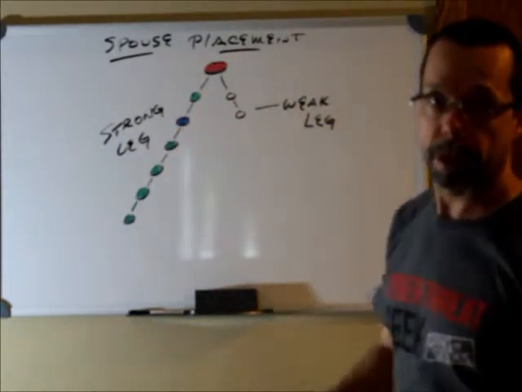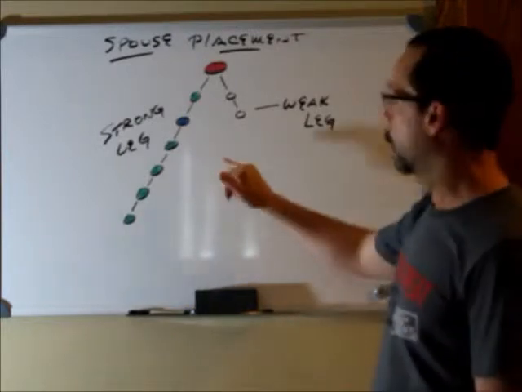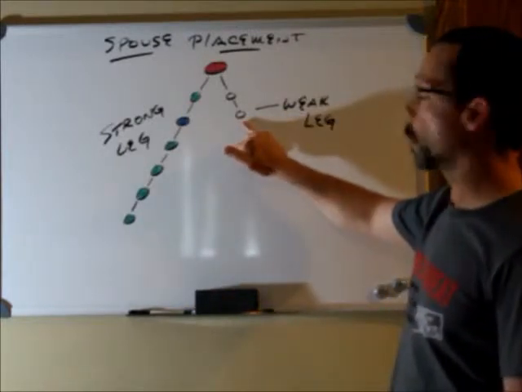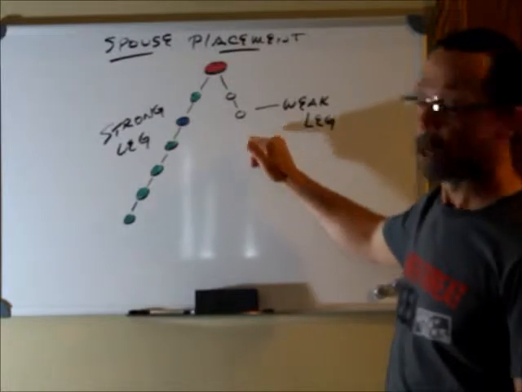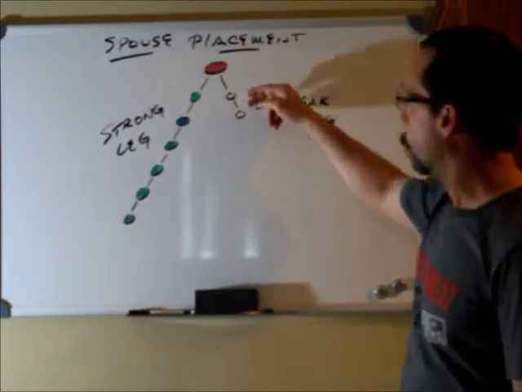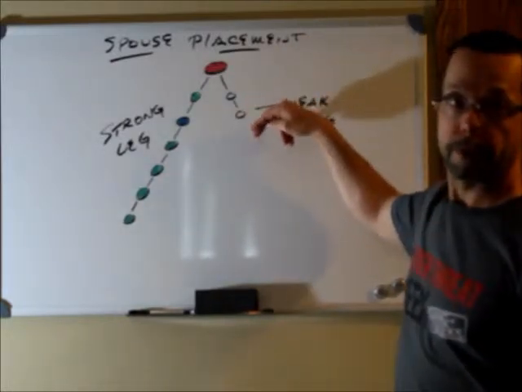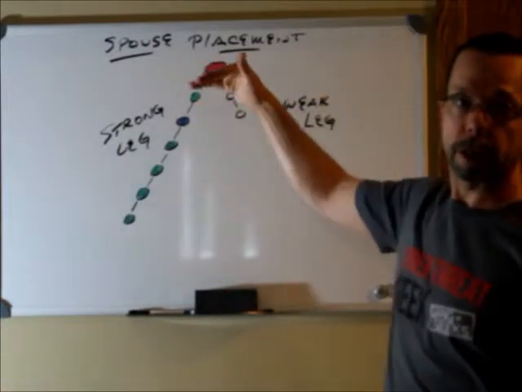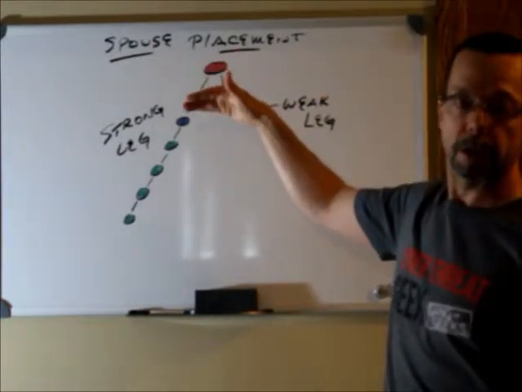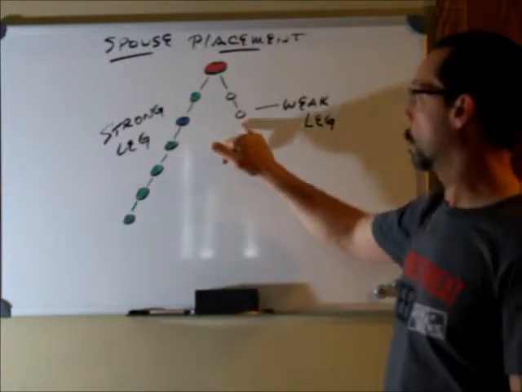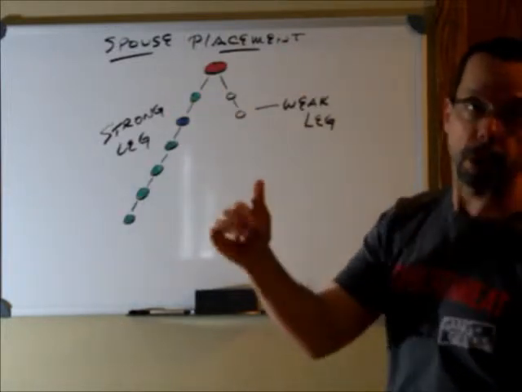If a spouse is going to be working the business, I would suggest putting them on your weak leg and growing that, so that it is one of the three that you have towards the four that you need to get to your emerald status, which is the first rank advancement.